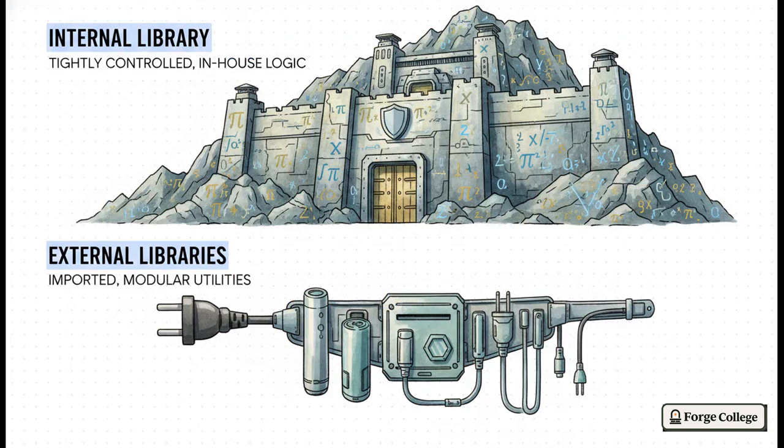Now, we've got two main flavors here. First, internal libraries. These are your tightly controlled defensive math fortresses, and they are kept strictly in-house. External libraries, on the other hand, are imported, lightweight utilities. You use these external ones for tedious cross-project jobs like string formatting.